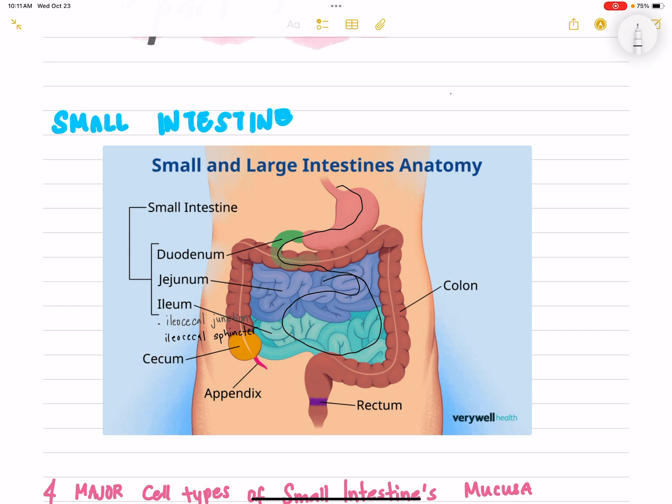Okay, so gintawag siya nga small, kay di ba very small ang mga tube-like na sila. While the large intestine, dako siya.